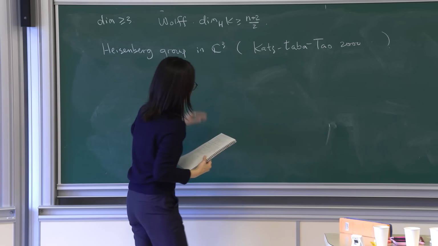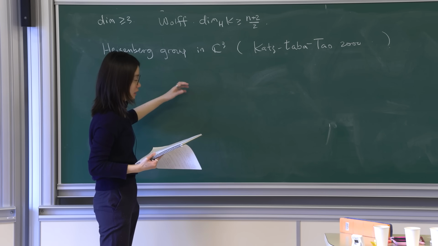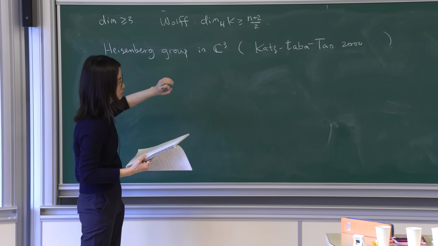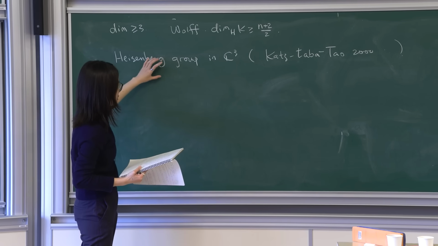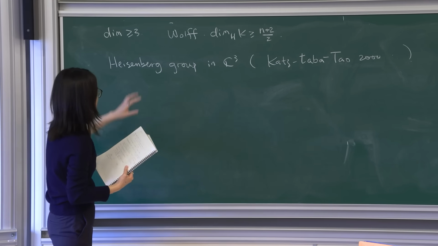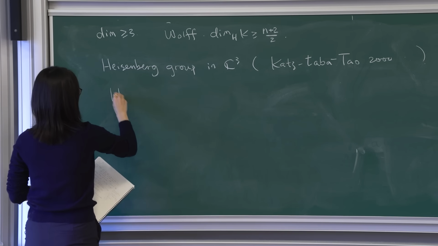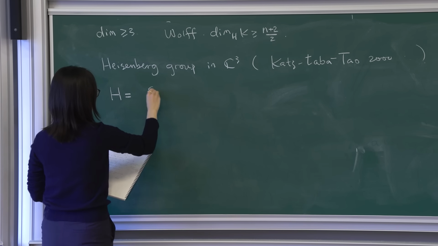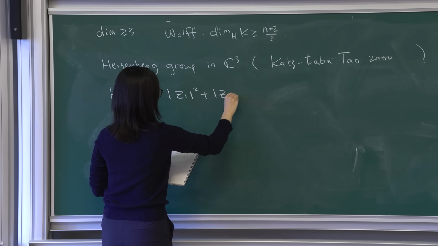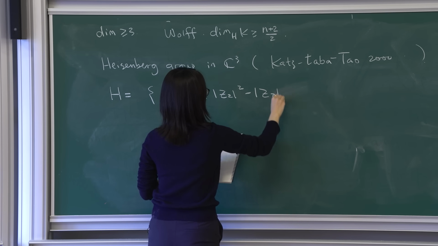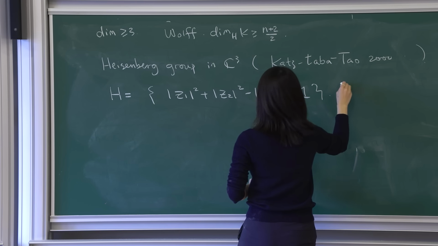And they show that the Minkowski dimension of any Kakeya set in R3 should be greater than 5/2 plus a tiny epsilon. And to do the proof, they discovered this important Heisenberg group example. The one we present is slightly different from what they originally had. So let's consider this. I'm going to call it H: z1 squared plus z2 squared minus z3 squared equals 1. So they are in C3.